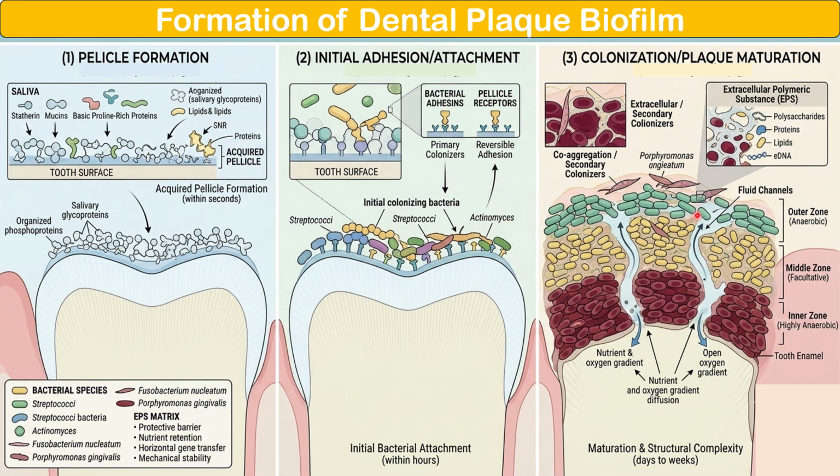it will become more organized. So we can see there are fluid channels. They are developed to transport the nutrients and also to remove the waste, while the oxygen levels decrease towards the deeper layer. We can see that in the deeper layer there are highly anaerobic bacteria, and in the middle we can see facultative microorganisms, and in the outer zone they are usually aerobic. In the deeper layer, we can see mainly Porphyromonas gingivalis, and they are usually able to thrive. So at this stage, a mature dental plaque biofilm is formed.